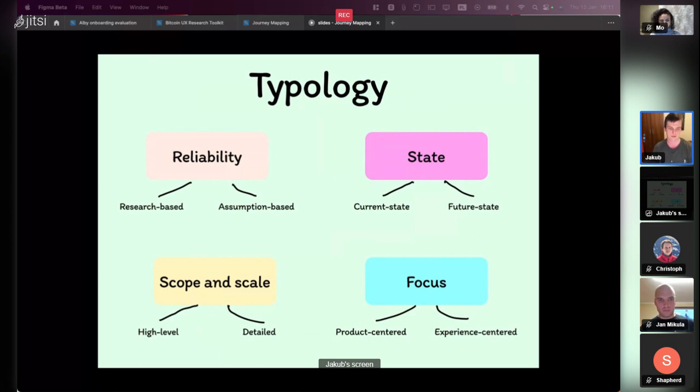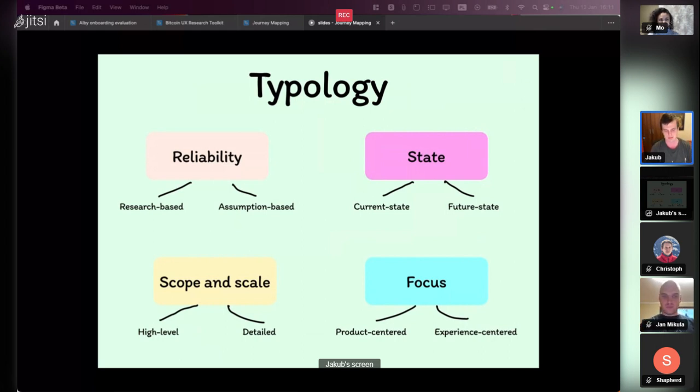And detailed maps address more specific and detailed activity over shorter periods of time. This can be, for example, a detailed map of a wallet onboarding experience, from first contact, like seeing a wallet at a conference or on Twitter, through all the learning process, installing, onboarding screens, and first usage.